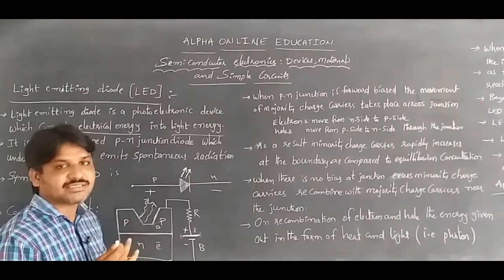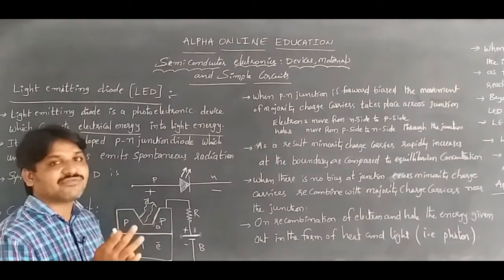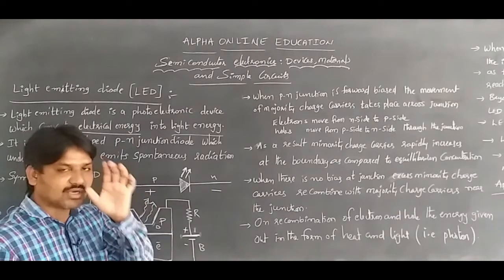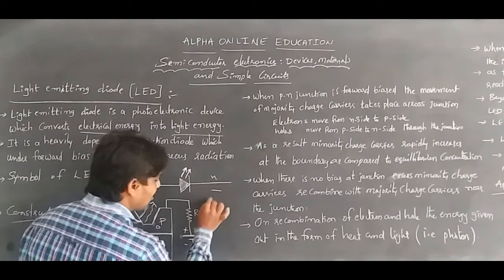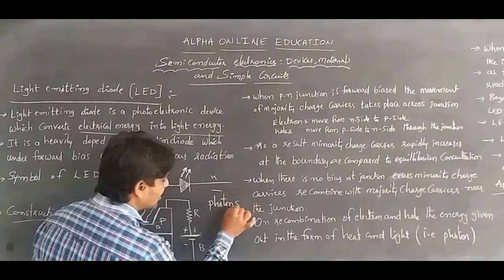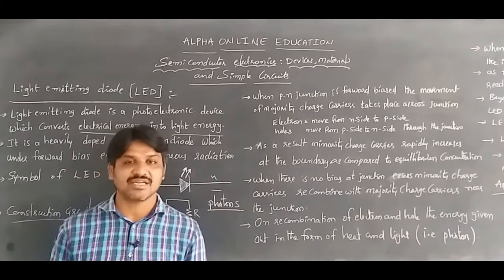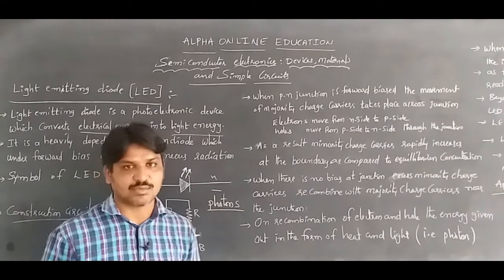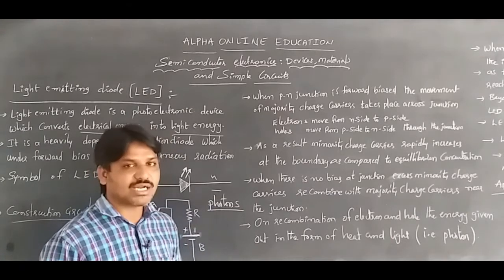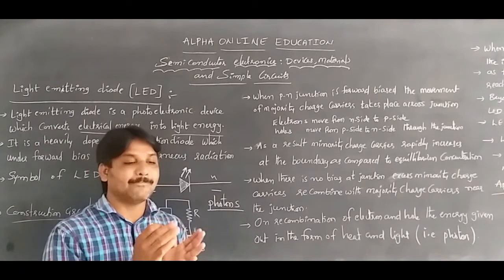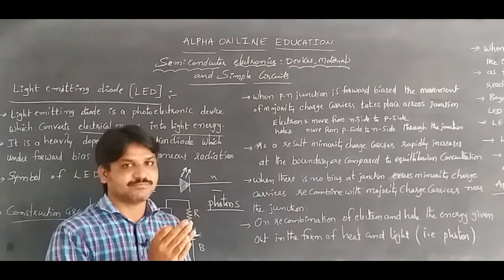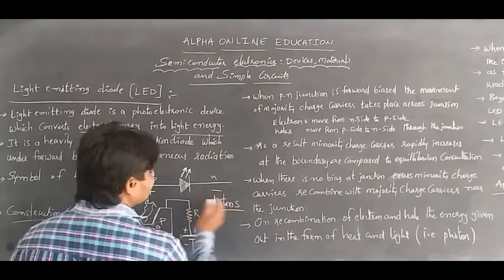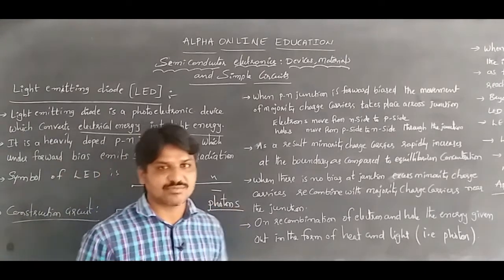Here we can say that the radiation, in the form of heat and light, can be emitted. Those are called photons. Photons in the form of heat and light are emitted from the light emitting diode. These photons have energy equal to the band gap. So the photons are emitted from the light emitting diode.